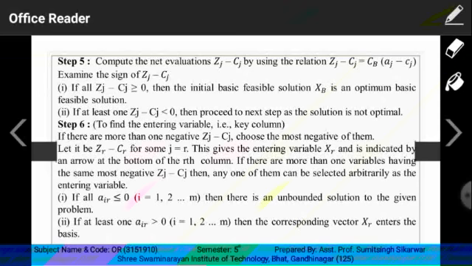Now, if all Air are less than or equal to 0 for all i equal to 1 to m, then there is an unbounded solution for the given problem. If at least one Air is greater than 0, then the corresponding vector Xr enters the basis.